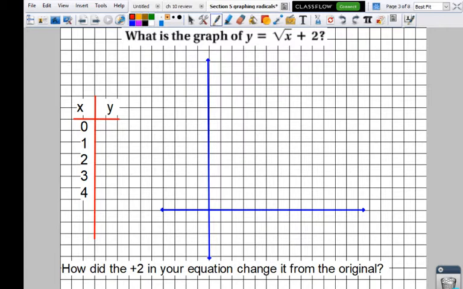Then when I have 1, 3; 2, 3.4; 3, 3.7; 4, 4. All we need to know is how to type it in right. For the most part, yeah.